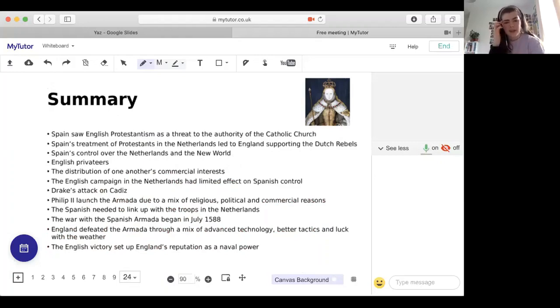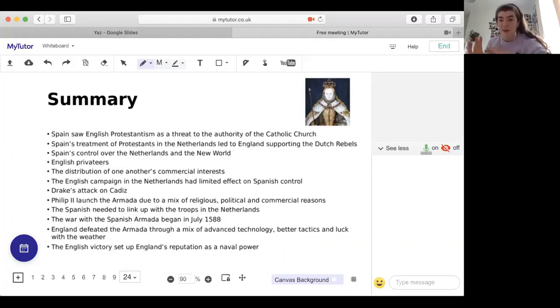So Spain saw English Protestantism as a threat to the authority of the Catholic Church. Spain's treatment of the Protestants in the Netherlands led to England supporting the Dutch rebels. Spain's control over the Netherlands and the New World damaged England's trading power. English privateers such as Francis Drake consistently raided Spanish colonies. The disruption of one another's commercial interests further deteriorated relations between England and Spain. The English campaign in the Netherlands had a limited effect on Spanish control. Drake's attack on Cadiz delayed the development of the Spanish Armada.